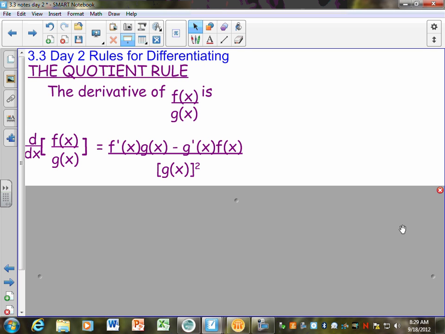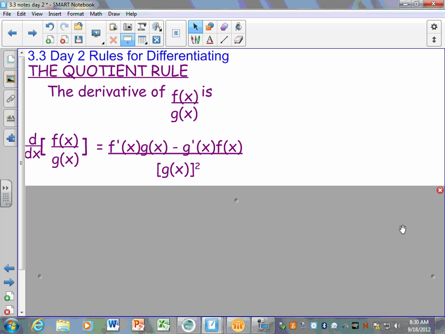But the top is very similar to the product rule, except, I think JD called it yesterday, it's going to be subtraction. You're going to take the derivative of the numerator times the denominator minus the derivative of the denominator times the numerator. Order matters here. On the product rule, it doesn't matter in what order you do that because you're adding, but when you're subtracting, it really does matter. You have to take the derivative of the numerator first, and you're going to divide that by the denominator squared.